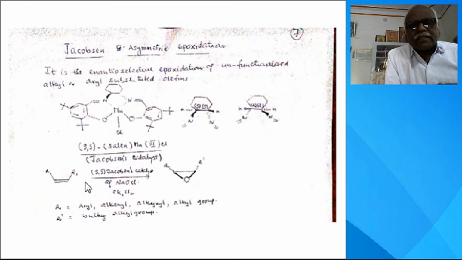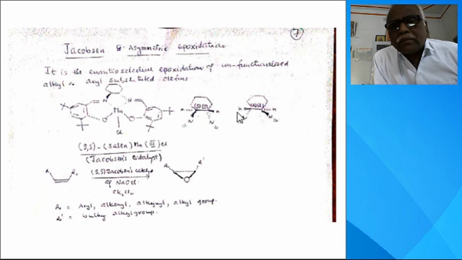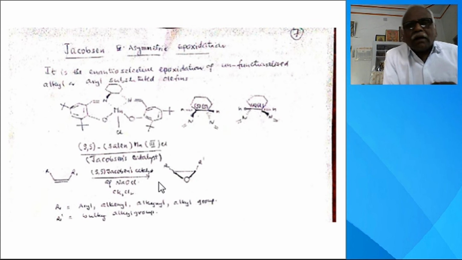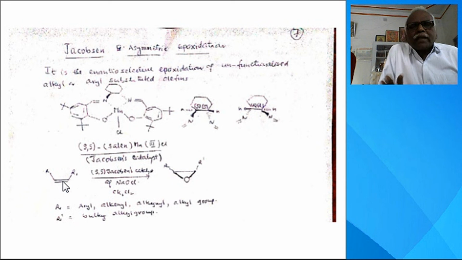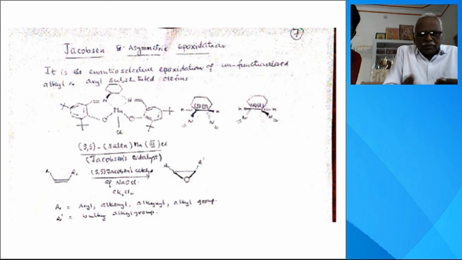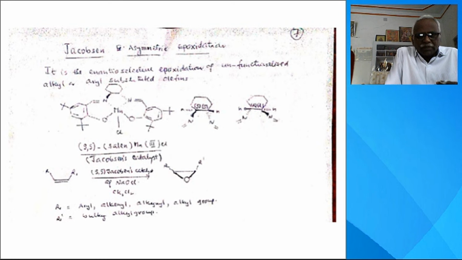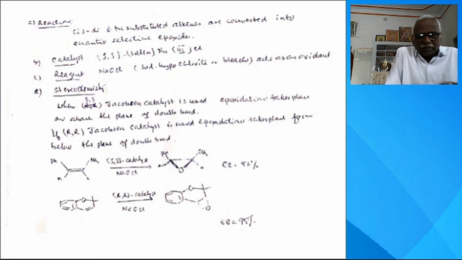Here if you use the SS catalyst, oxygen will enter from above the plane. If you use the RR catalyst, like this, then oxygen enters from below the plane of the double bond. So this is most important. Here only cis alkenes undergo this reaction. The Jacobsen catalyst reaction is used only for epoxidation of cis alkenes, but not trans alkenes.